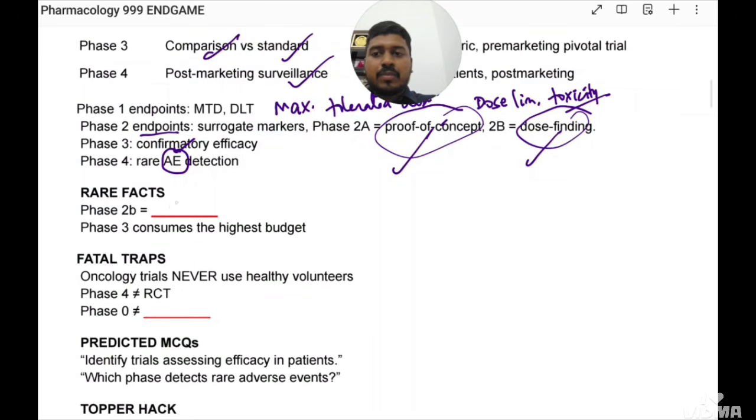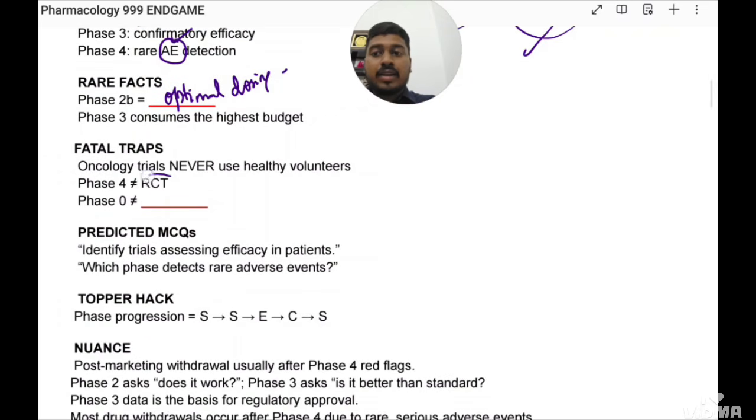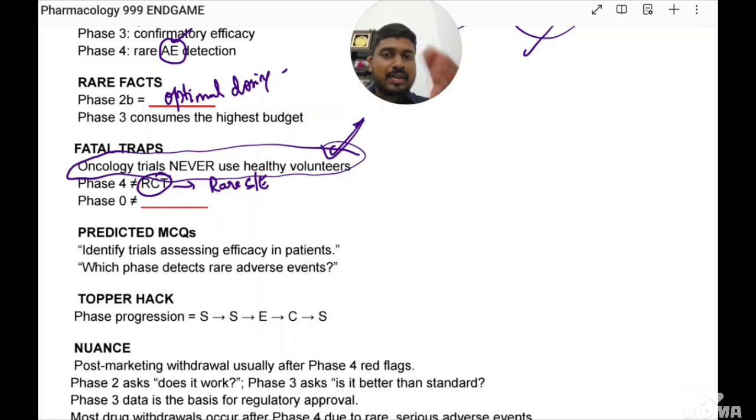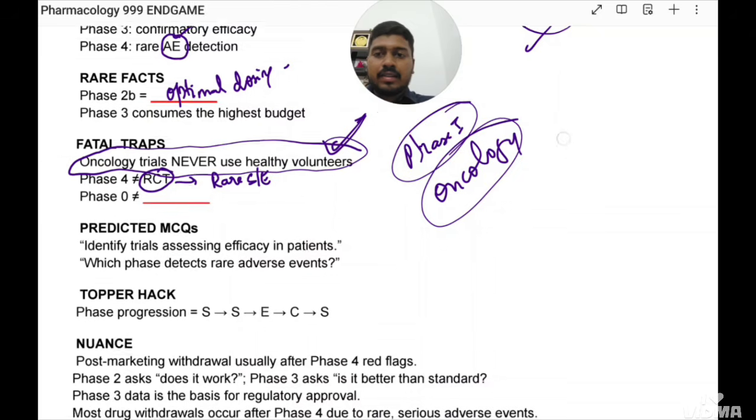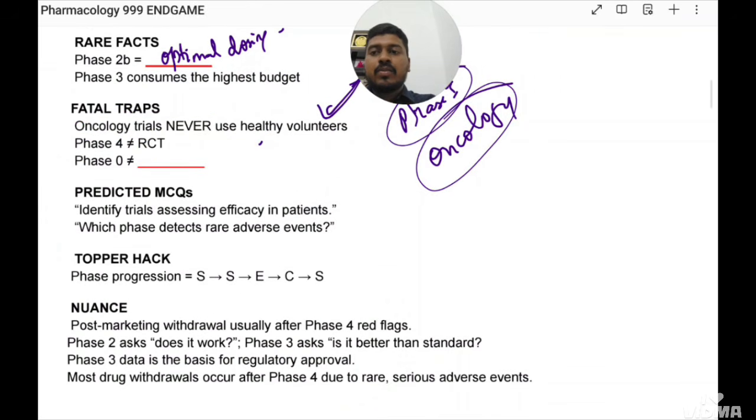Phase 2B is what? Phase 2B is to find optimal dosing, okay. Next, phase 4 is not an RCT, remember, phase 4 is post marketing surveillance for rare side effects, okay. And one more thing, oncology trials never use healthy volunteers, okay. Remember, we saw that in phase 1 healthy volunteers are used except for oncology drugs, that is for chemotherapy drugs we don't use healthy volunteers, okay. Phase 0 is what? Phase 0 is microdosing, it is not related to safety. Phase 0 is related to microdosing.